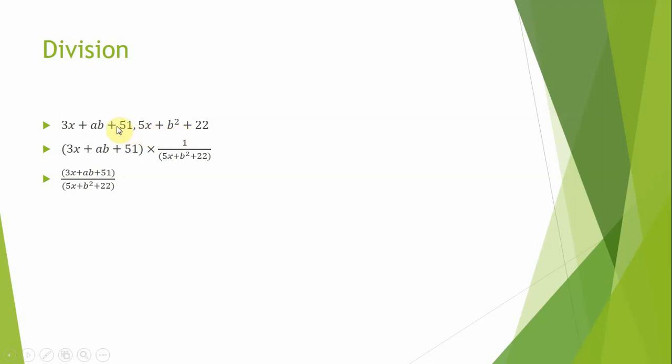If you want to divide the first number by the second number, it would be something like the first number multiplied by 1 by the second number. And the result is 3x plus ab plus 51 by 5x plus b squared plus 22. We cannot simplify this further because there are plus symbols between the terms, and we can't multiply or divide any of the numbers with each other directly without knowing the values.